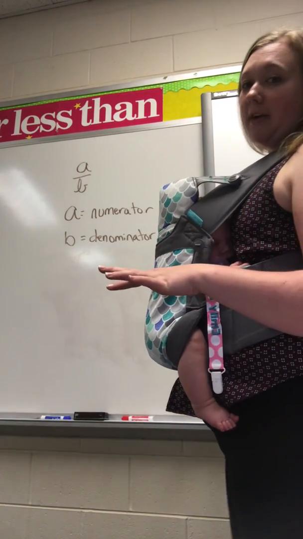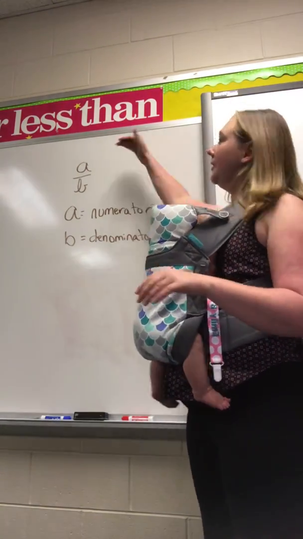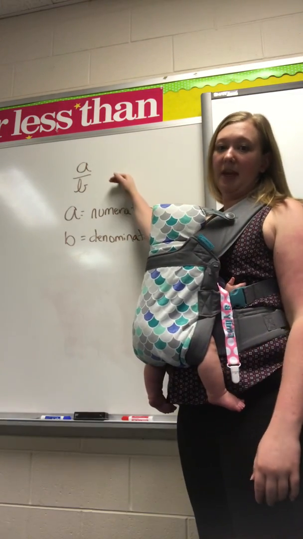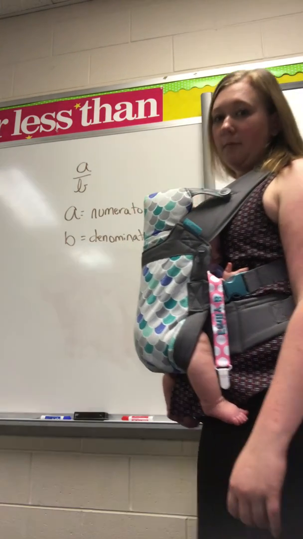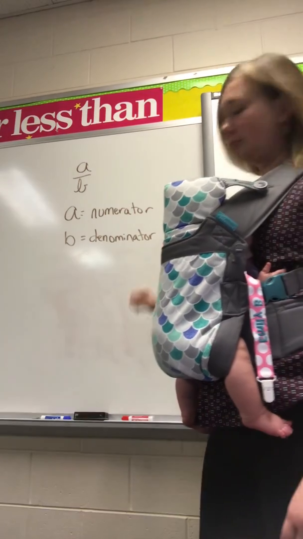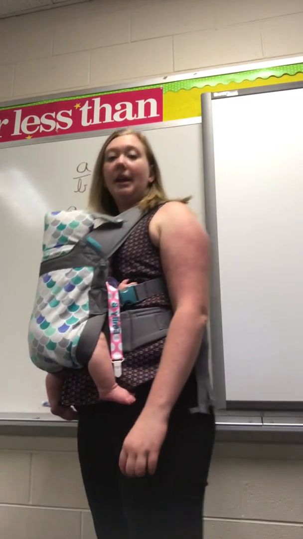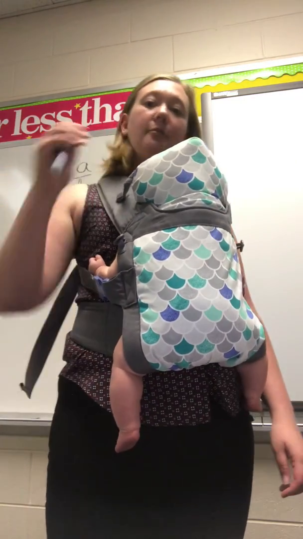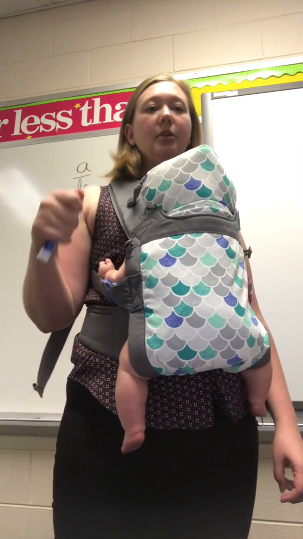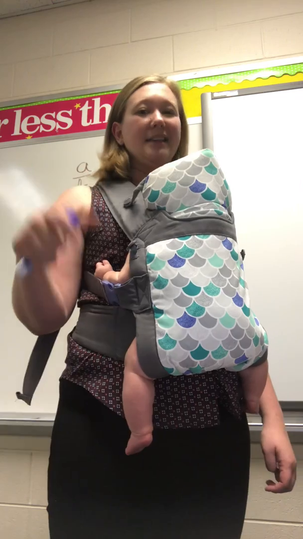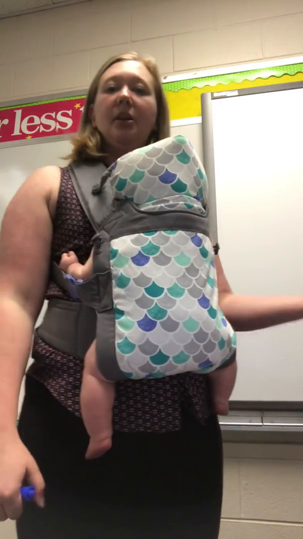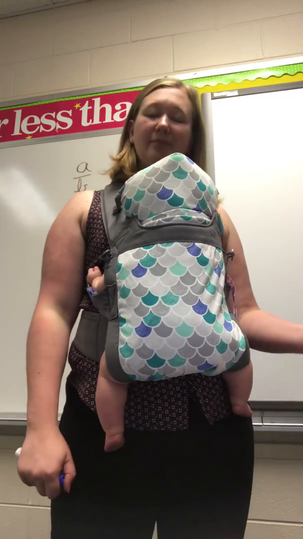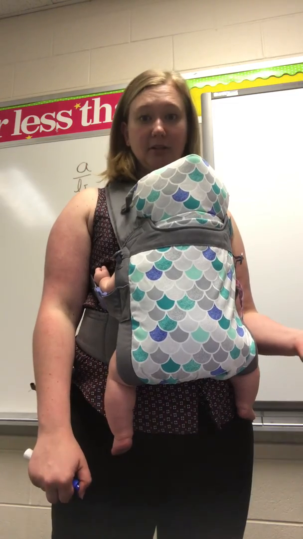To review the parts of a fraction that we looked at before, a fraction has to be written in A over B. A is the numerator, B is the denominator. Today we're talking about multiplying and dividing fractions. When you add or subtract fractions, we can pull out little blocks and show you visually how that works. It doesn't work quite the same way with multiplying and dividing.